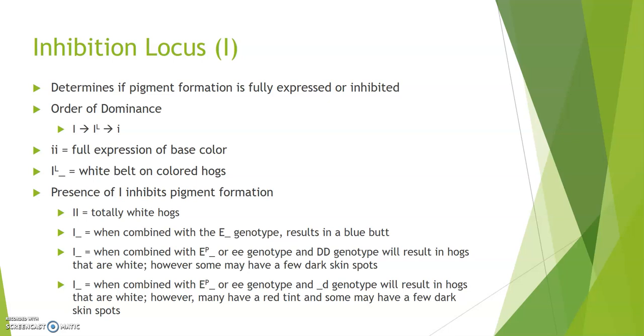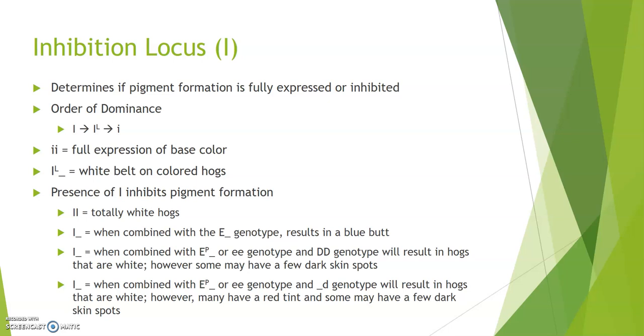Okay, so moving on, the presence of the I inhibits pigment formation. So homozygotes of the I allele are totally white. This is no matter what the other 3 loci are, if you have homozygous large I, they're going to be totally white hogs. Pretty simple.